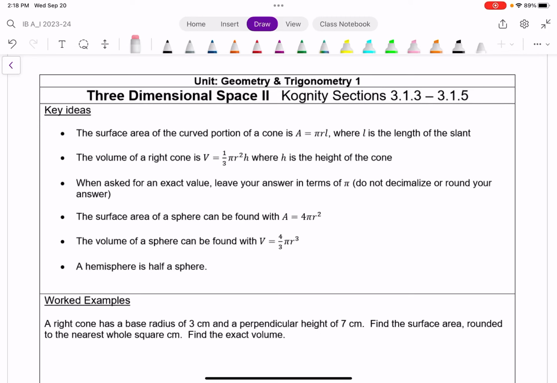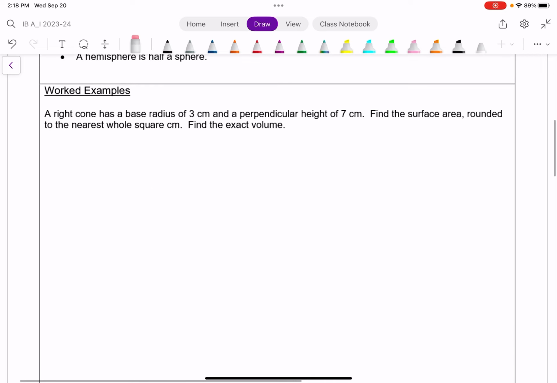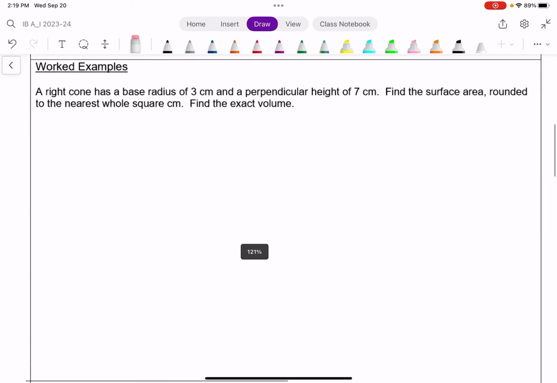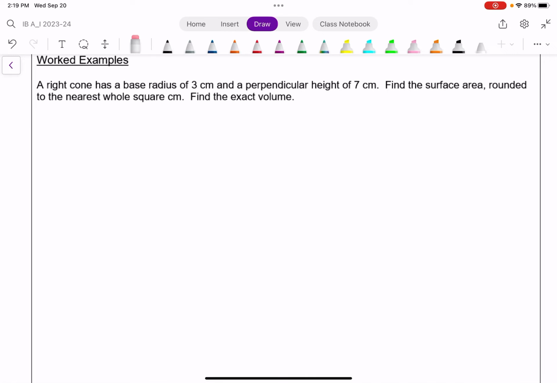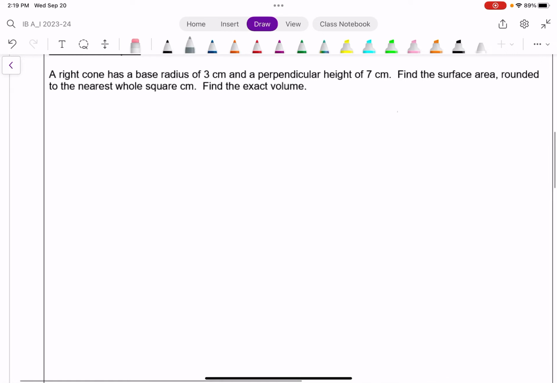All right, so for this, we're looking at cones and spheres and variations of those. And for the first question, I have a right cone that has a base radius of 3 centimeters and a perpendicular height of 7 centimeters. So let's start by making a quick sketch of this.